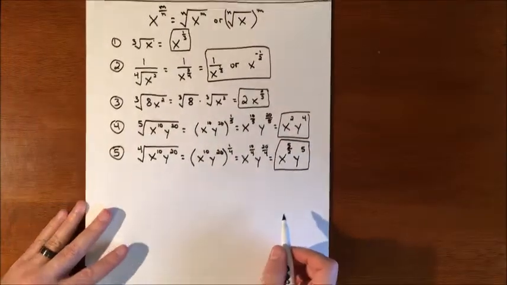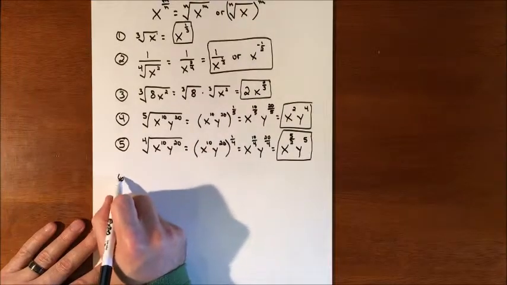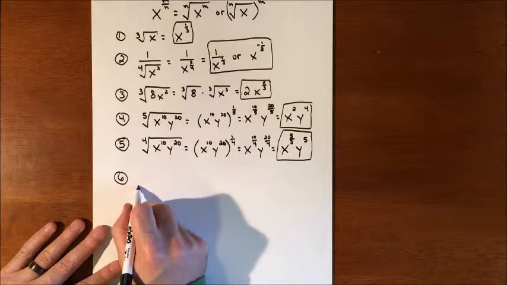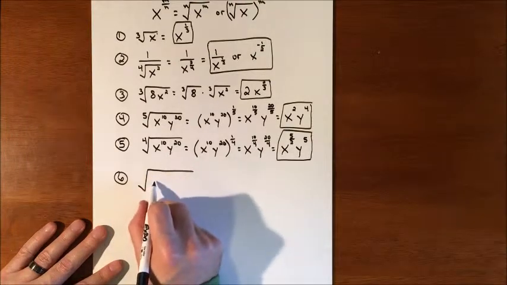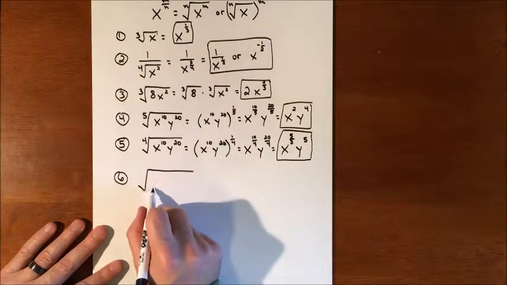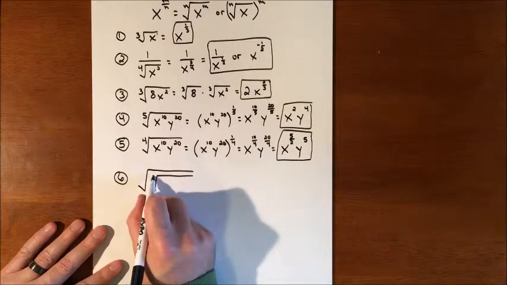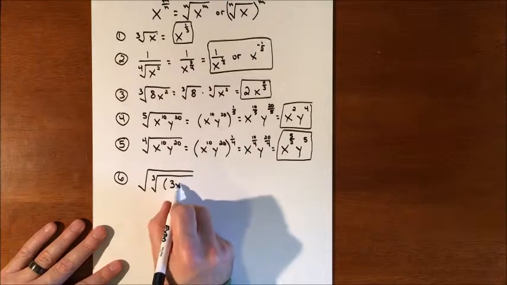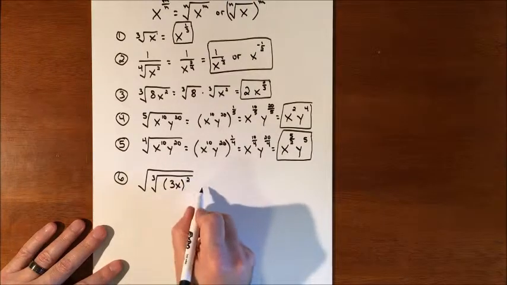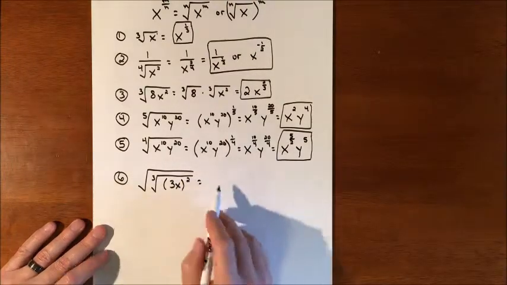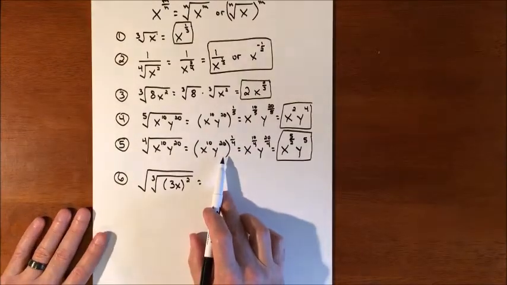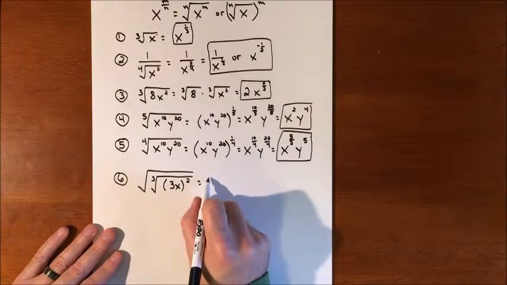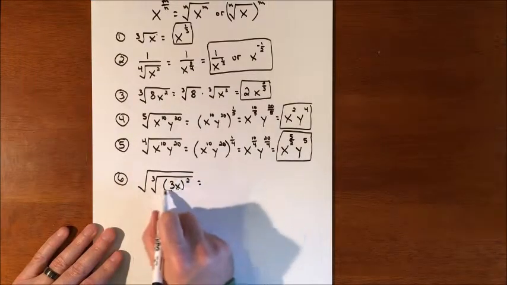All right. So number 6. Here's one that looks ugly: the square root of the cube root of 3x to the second. How do you deal with that? Well, this method is probably one of your easier ones. So you're just going to start writing things in parentheses. So we'll work our way out here.